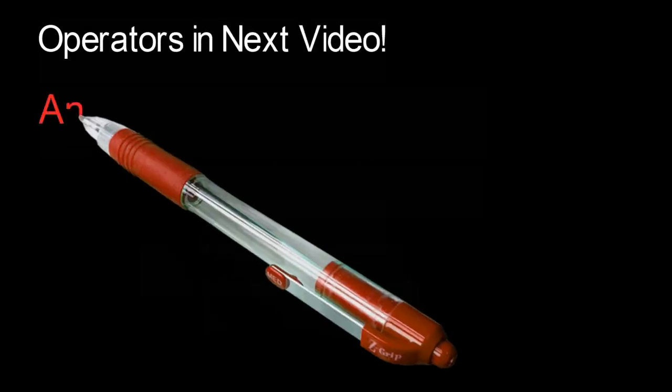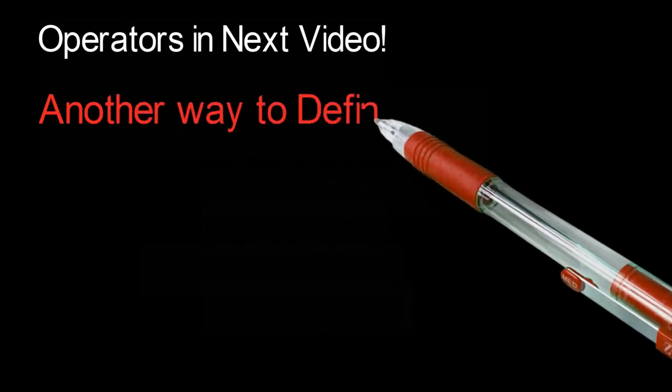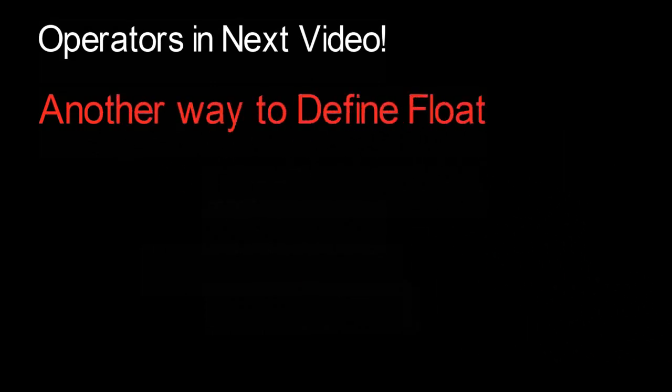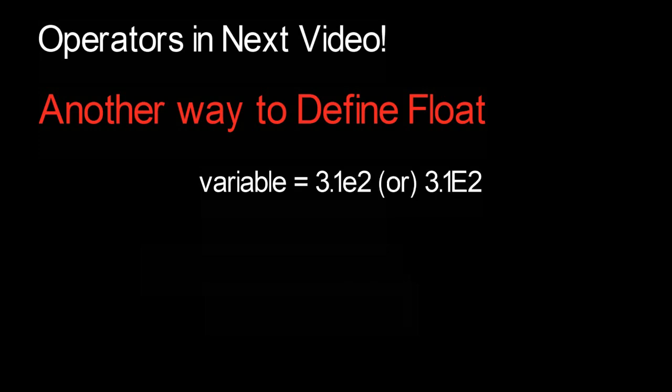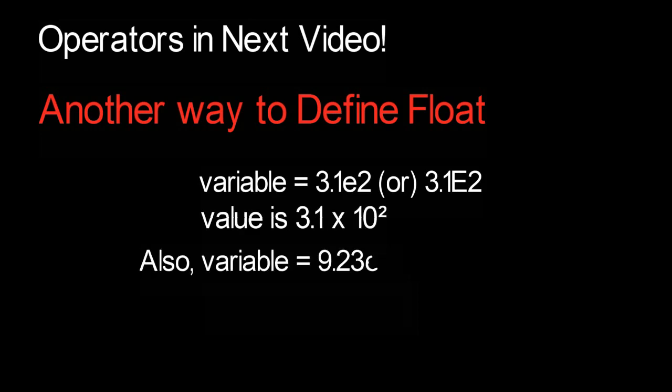One thing I would like to mention before we move to operators is that we can define a float in the following way as well, like 3.1 small e2 or 3.1 capital E2. It means that the value is 3.1 into 10 to the power 2. Also we can have 9.23 e minus 3. It means that the value is 9.23 into 10 to the power -3. So this is just another way to define floating values in Python.